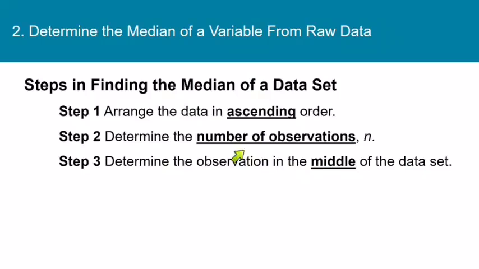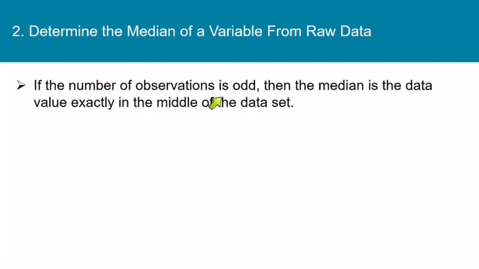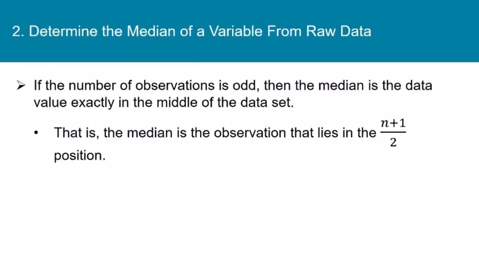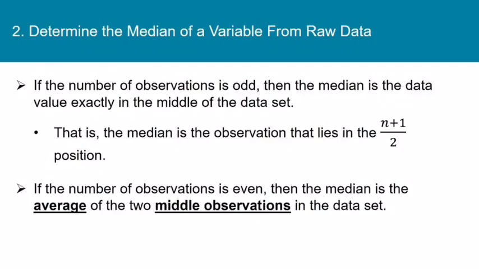We'll determine the number of observations n, and then we'll determine the observation in the middle of the data set. The reason we have to determine the number of observations is that our method is going to vary based on whether we have an even number of observations or an odd number of observations. So if the number of observations is odd, then the median is the data value that's exactly in the middle of the data set. In other words, the median will be the observation that lies at the (n+1)/2 position. If the number of observations is even, then the median is the average of the two middle observations.